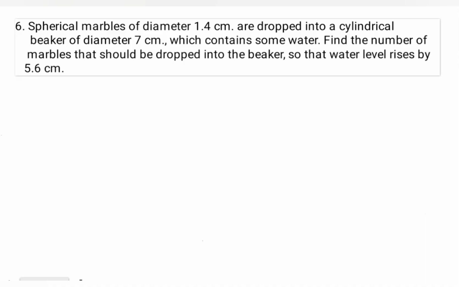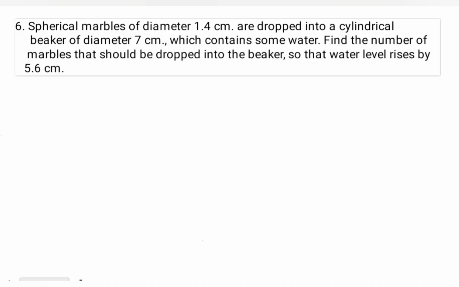Spherical marbles of diameter 1.4 centimeter are dropped into a cylindrical beaker of diameter 7 centimeter, which contains some water. Find the number of marbles that should be dropped into the beaker so that the water level rises by 5.6 centimeters. This is the question.